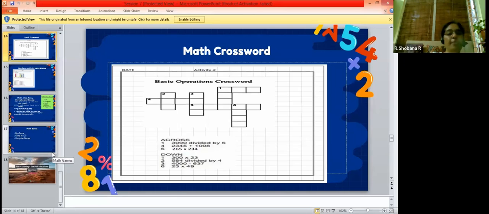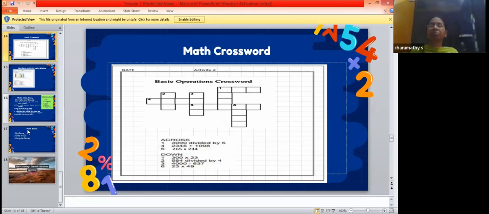And this crossword can be not only for basic operations, it can be extended to anything, because solving a crossword puzzle is a very interesting activity even for adults, for that matter.